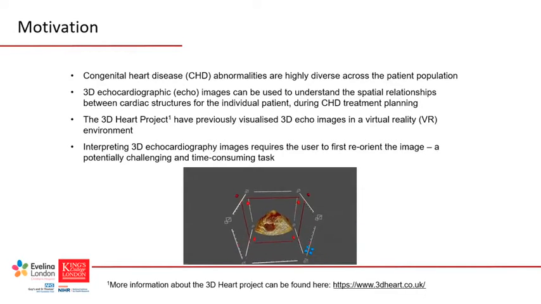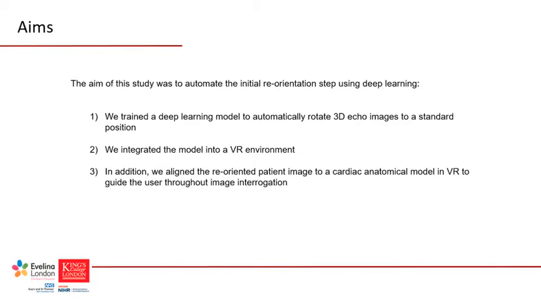However, due to the way echo images are acquired, the orientation of the 3D image is not known. As a first step, the VR user needs to determine image orientation, adding unnecessary complexity to the task of image interpretation. The goal of this study was to automate this initial reorientation step by aligning images to a standard position.